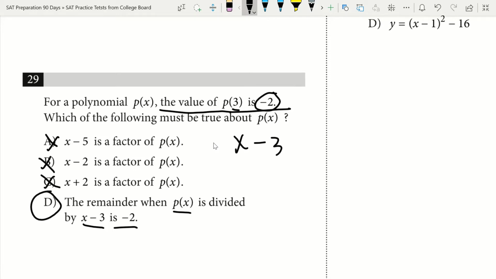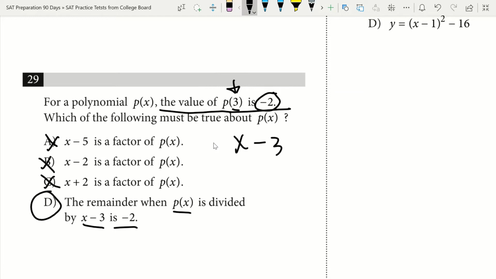So if that remainder is 0, then we know that it's a factor, right? In this case, it doesn't equal 0, so we can't say it is a factor. But what we can say is that the remainder is going to be -2 when p(x) is divided by that x minus 3. So we take whatever's in the p of whatever, and we flip its sign, so now we have x minus 3 because we flip the sign. And we know that when p(x) is divided by that, our remainder is going to be -2.